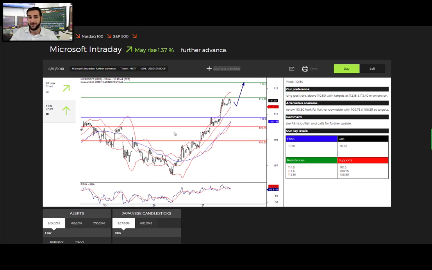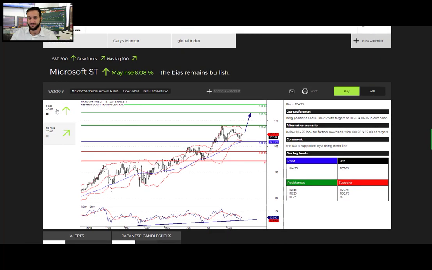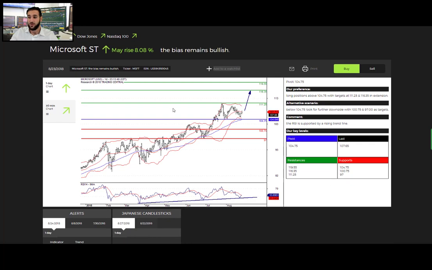As you can see, we're quite bullish on Microsoft on an intraday basis, which is a 30-minute chart, as well as on a daily chart. So you can switch to different time frames here on the left. We offer a free trading plan on the right side here with our key levels. Now this is very important here.